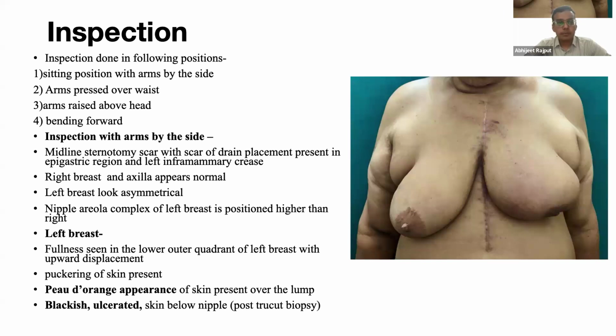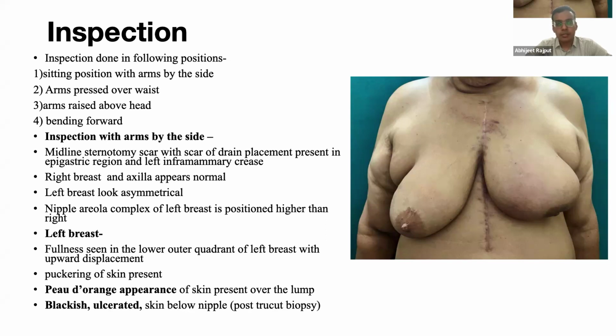On inspection, inspection has been done in the 4 positions. Inspection has been done in the sitting position with arms by the side, with arms pressed over the waist, arms above the head, and in bending forward position.